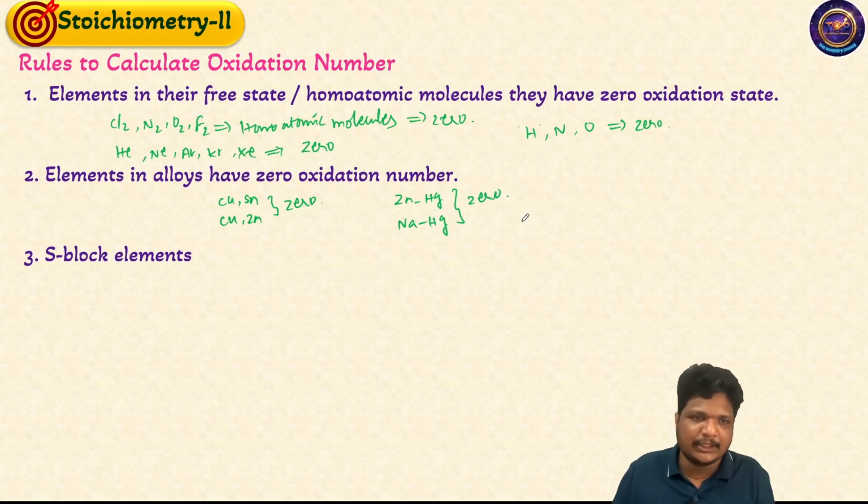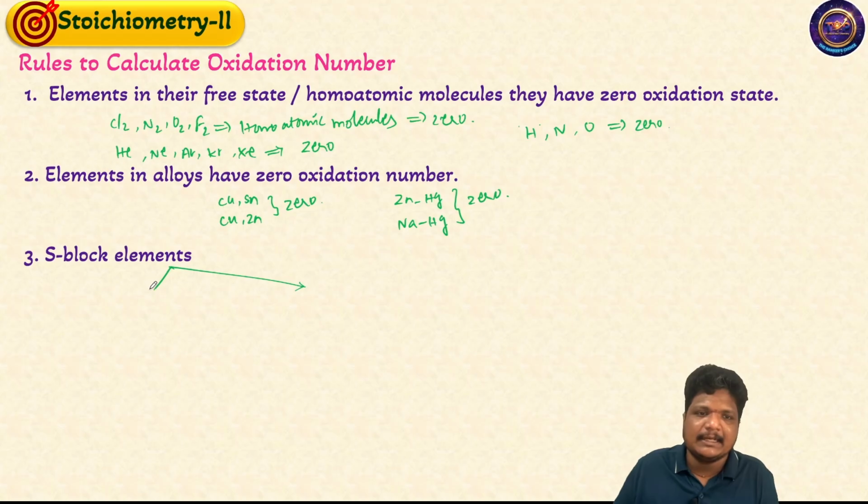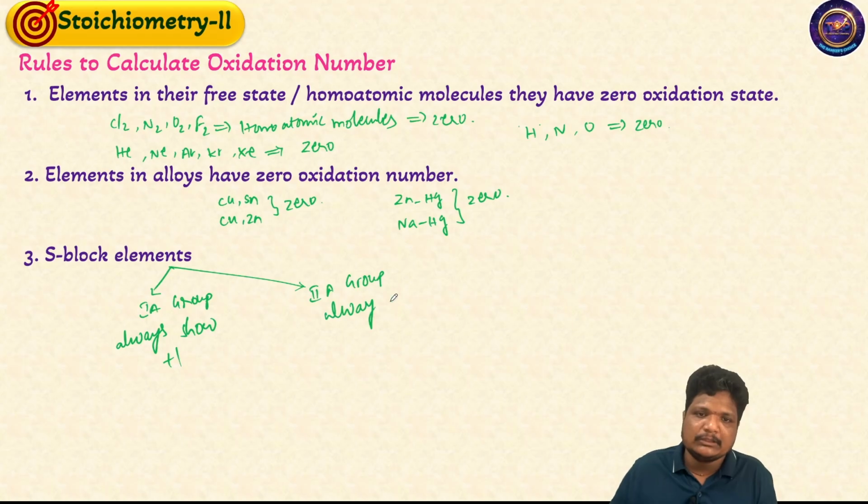So zero oxidation number. Now coming to s-block elements, here we have first A group and second A group elements, which are the alkali metals and alkaline earth metals. First A group elements always show plus one oxidation state, whereas second A group elements always show plus two oxidation state.